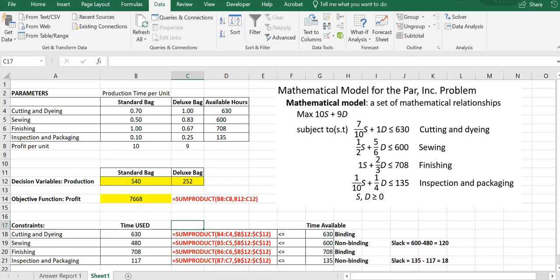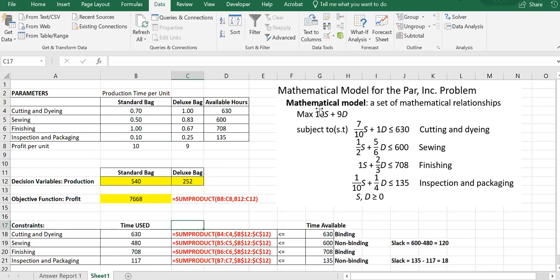So before doing that, let me just quickly remind you of the problem. We had two products. This is a production planning problem. We had two products, standard bags and deluxe bags. We have the profit contribution, the profit per unit of standard bags and deluxe bags.